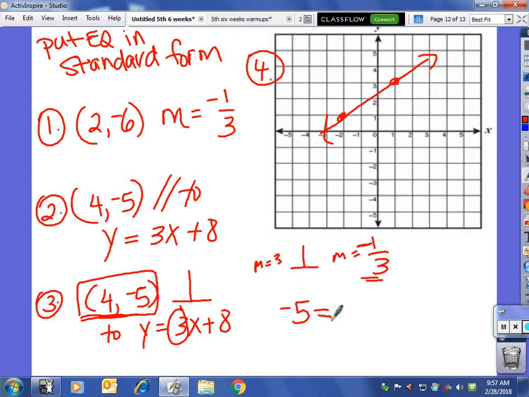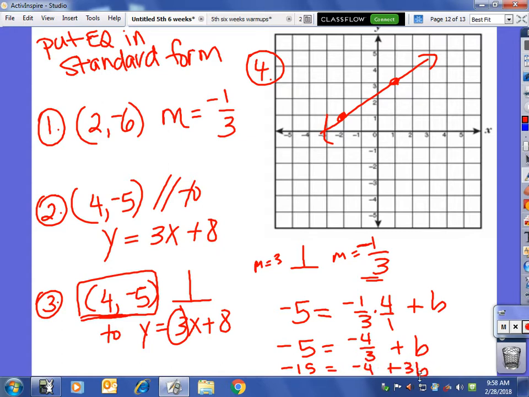Plug everything you know into y equals mx plus b. Negative 5 equals negative 1/3 times 4 over 1. That 4 is just the same thing as 4 over 1 plus b. Negative 5 equals negative 4/3 plus b. Here I can either use my calculator to add 4/3 to negative 5, or I could get rid of the fraction. I'm going to multiply everything by 3. That would be negative 15 equals negative 4 plus 3b. Add 4 to both sides. Negative 11 equals 3b. I'm getting b equals negative 11/3.